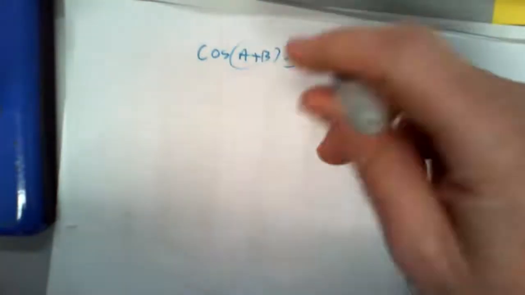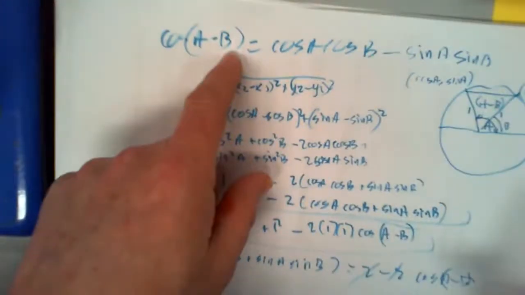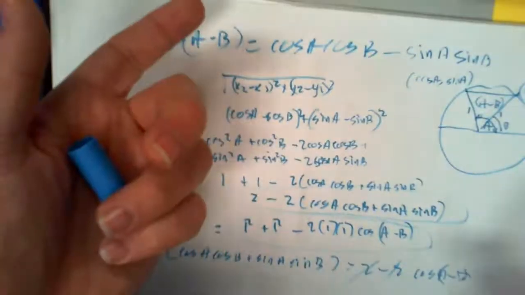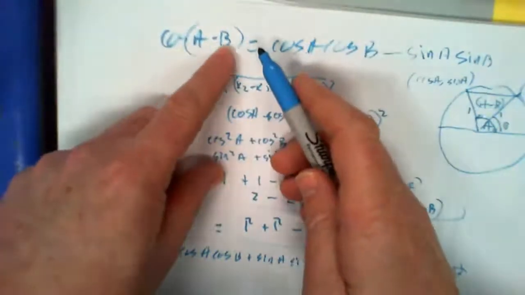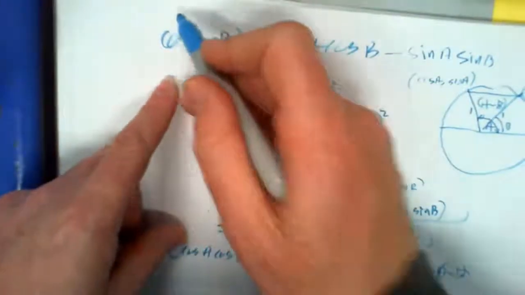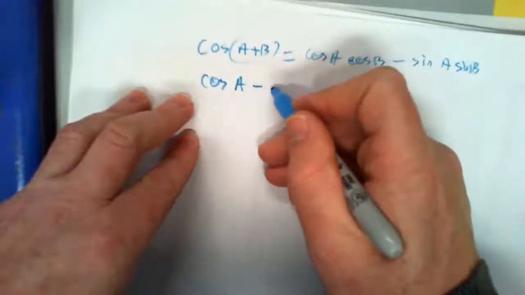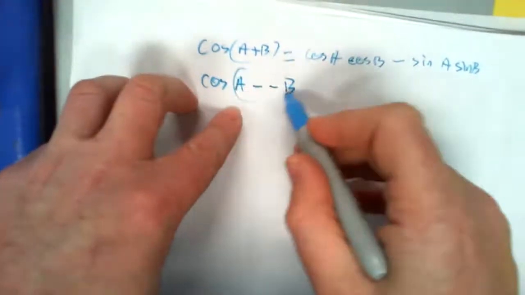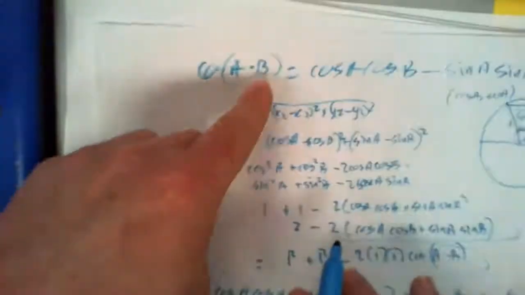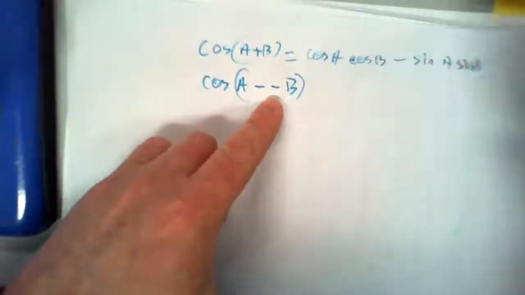All you have to do is, on the previous page, replace the B with a minus B. So instead of cos A minus B, it'll be cos, I'll show it to you. It's just going to be the cos of A minus B. That makes sense to you. So look, there's the previous formula, A minus B. We're just replacing the B with a minus B.